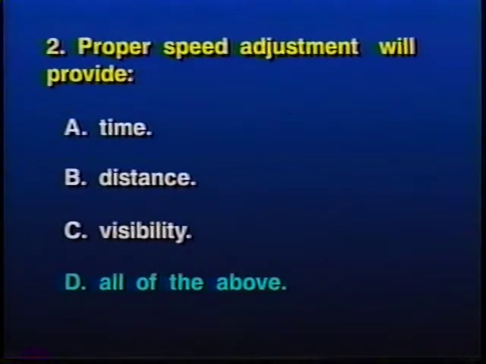2. The correct answer is D. Regardless of the posted speed limit, a safe speed to travel is always dependent upon visibility, traction, the ability to maintain distance between one's own vehicle and other roadway users, and the time available to perform an evasive maneuver if required. 3.